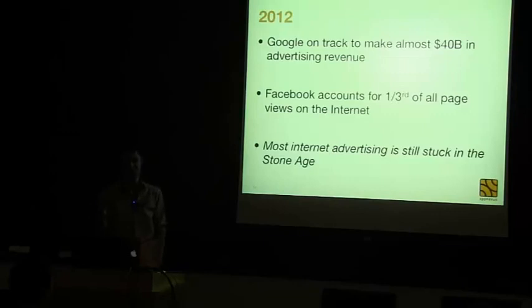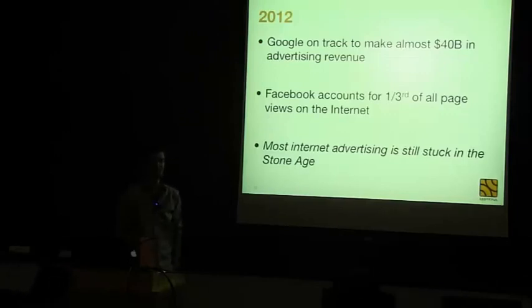So, fast forward to current day. Google has obviously been very successful with their ad model. They're on track to make about $40 billion in revenue off of advertising. Facebook is basically the new AOL. A third of all page views on the internet are through Facebook now. But shockingly, most internet ads are actually shown in a very inefficient way.